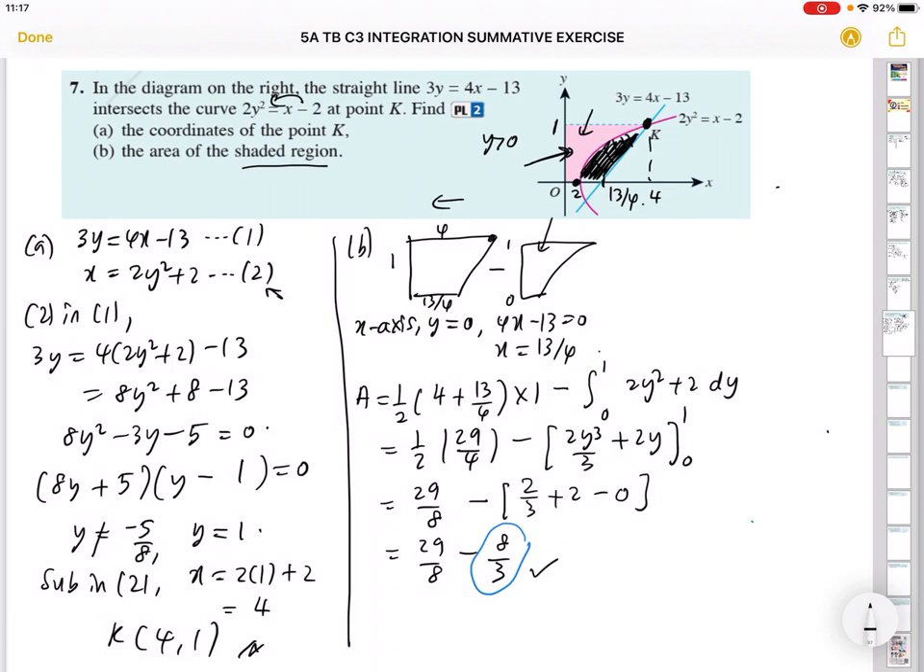But if you think the purpose of the question is to find the shaded black region, we take 29 over 8 minus 8 over 3, and you should get 23 over 24. Just use your calculator. So the area is 23 over 24 square units.